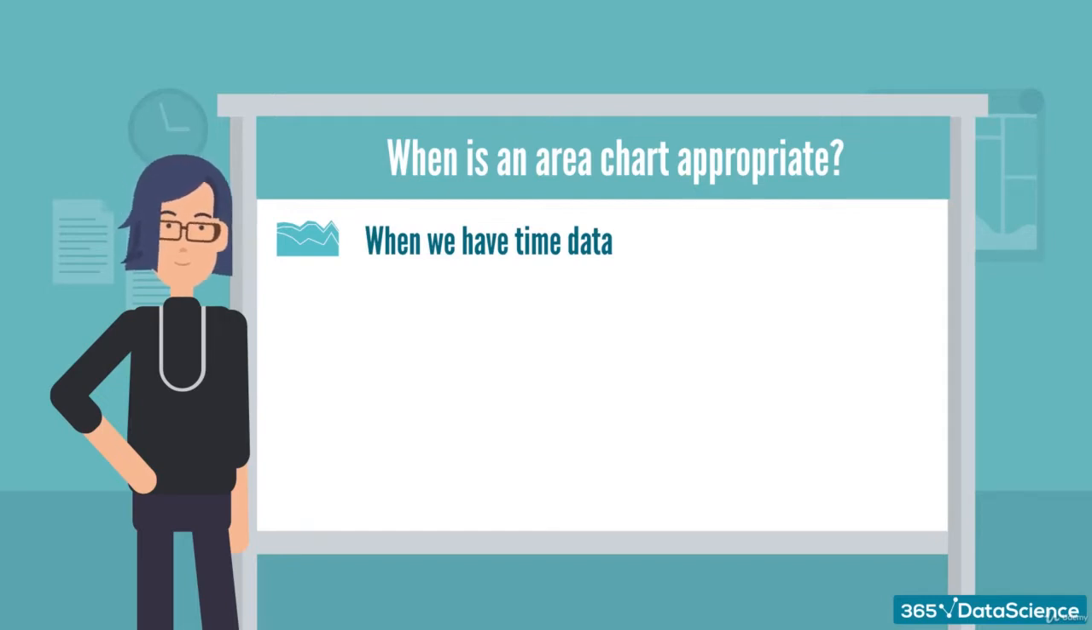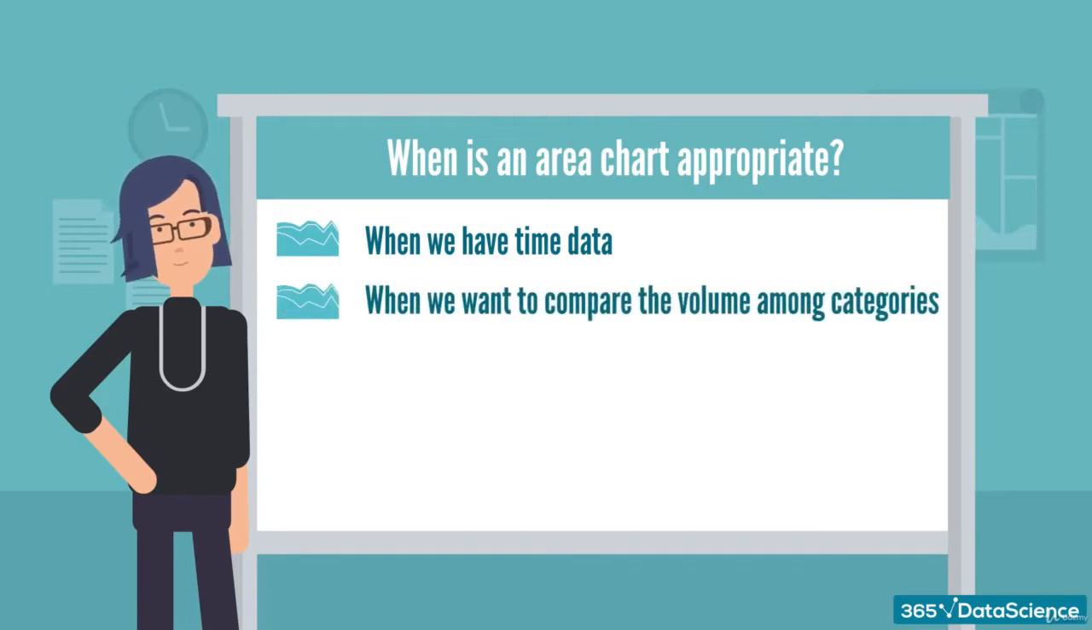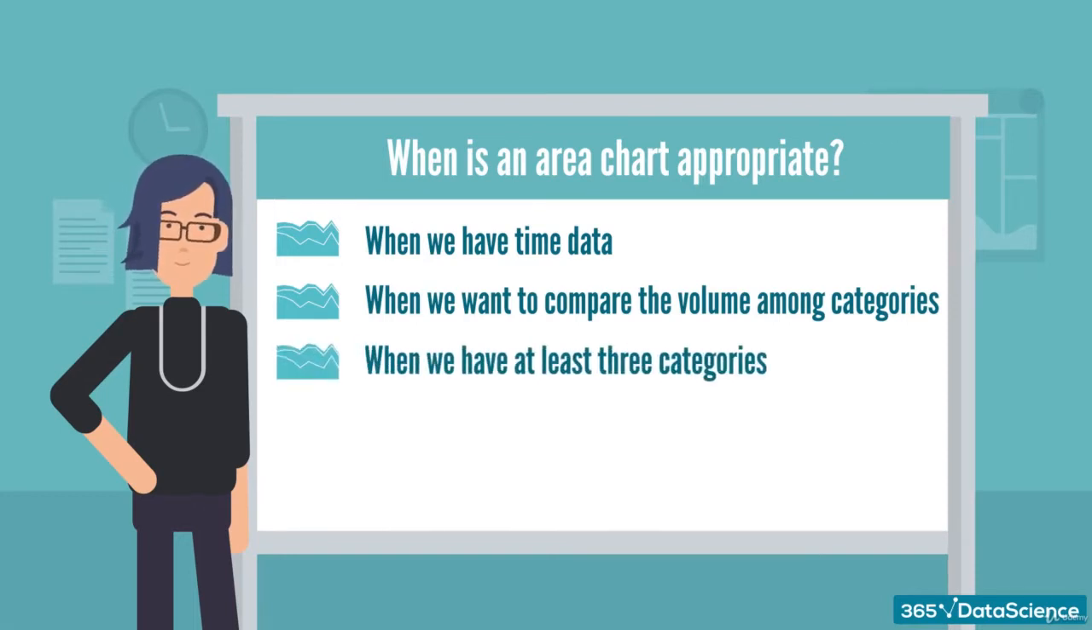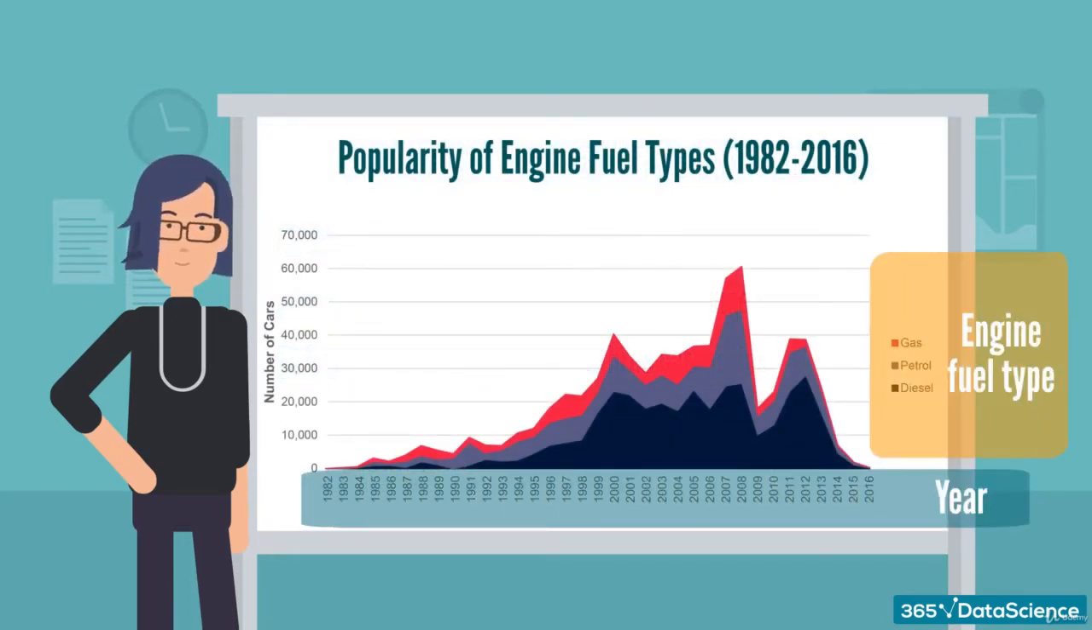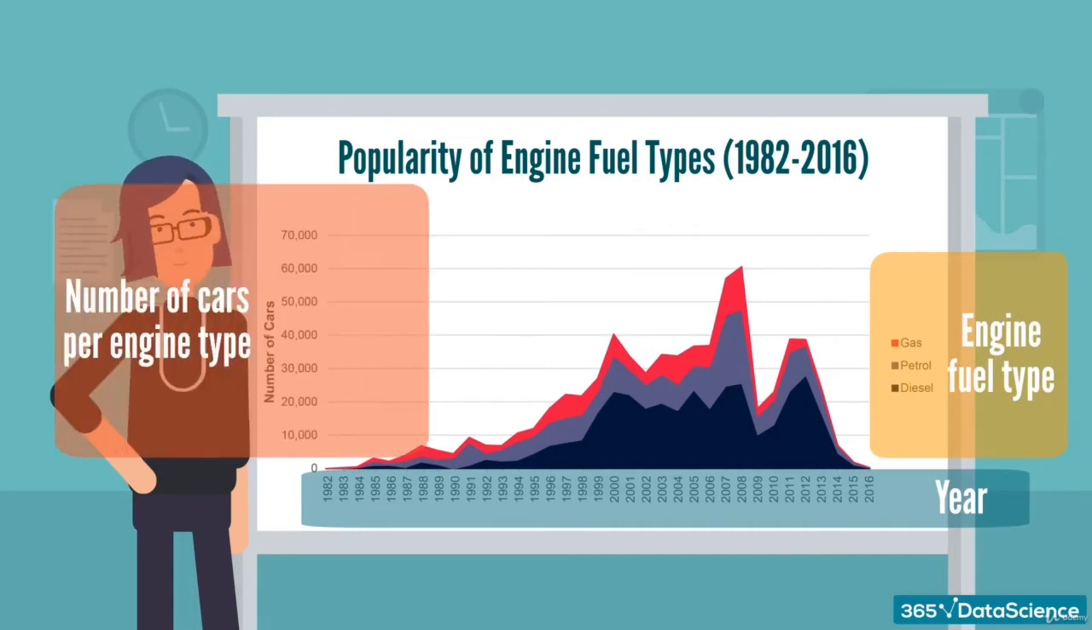First, it's important to note that an area chart is appropriate in cases where we'd like to compare the volume among categories. Area charts display quantitative data of 3 or more variables. This means we require at least 3 categories to make an area chart. In our example, they were year, engine fuel type, and number of cars per engine type.